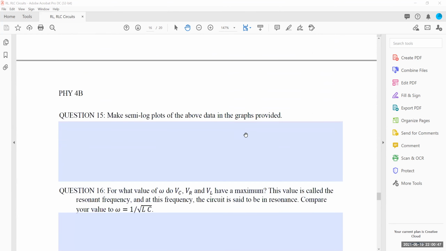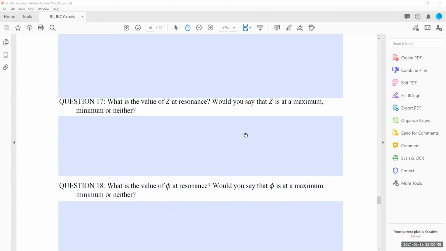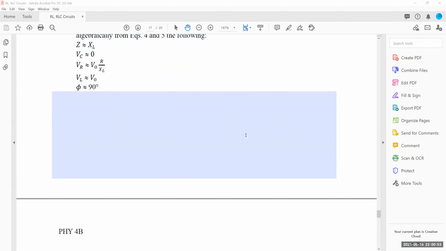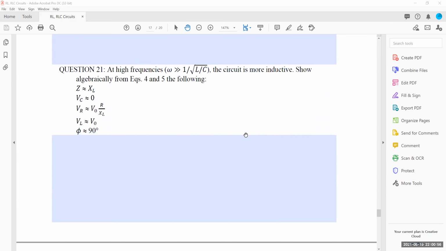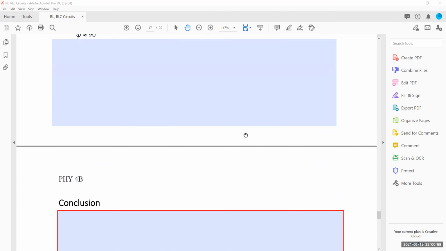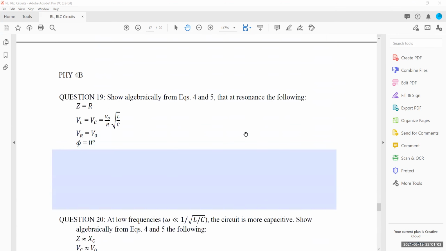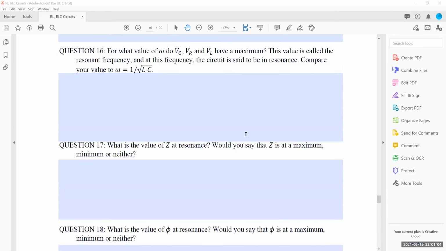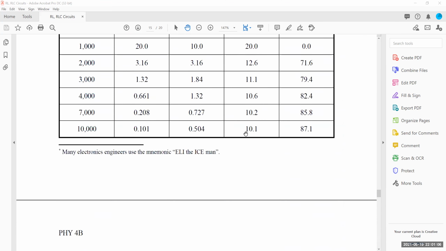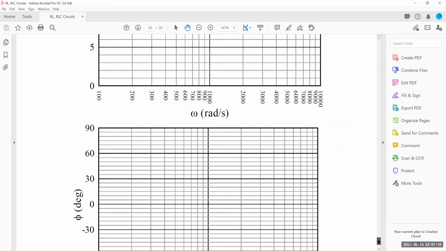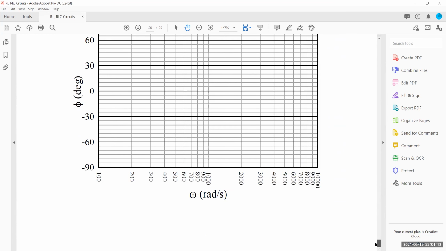This is what you're trying to plot now. This lab is long, okay? You have a bunch of data now, and you have different values for XL and XC. What is the plot that we need to do? There is another plot that I thought we should have to do in here. Oh, it should be after the conclusion. Here are the plots that we need to do.